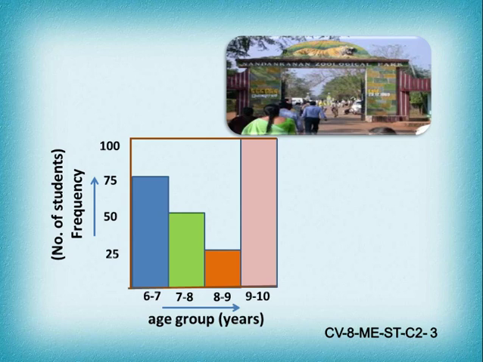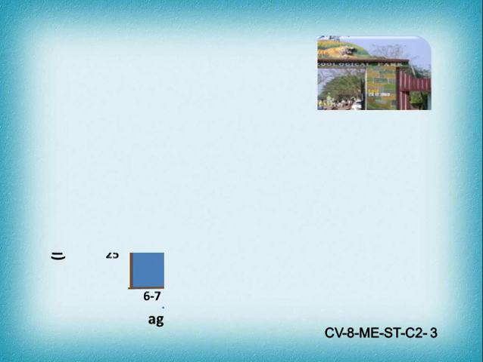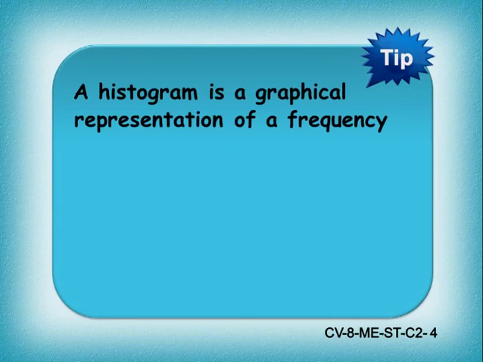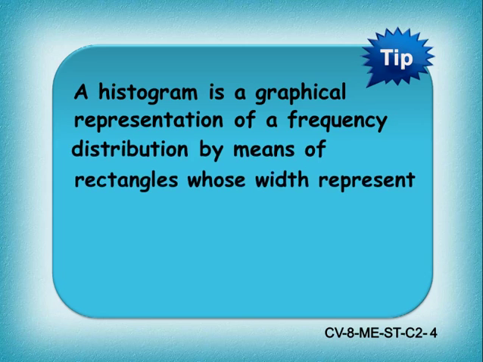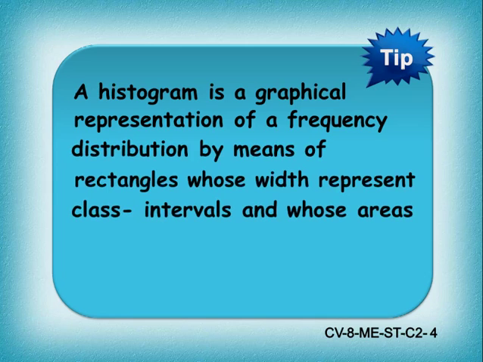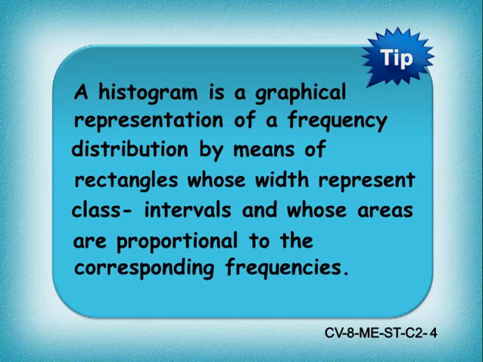Do you know what these rectangles are known as? The rectangles which stand side by side is called a histogram. Then, what is a histogram? So, a histogram is a graphical representation of a frequency distribution by means of rectangles whose width represent class intervals and whose areas are proportional to the corresponding frequencies. Take down this definition in your notebook.